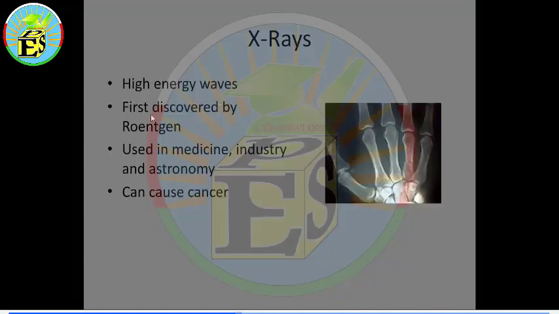X-rays are high energy waves, first discovered by Röntgen, used in medicine, industry, and astronomy. They can cause cancer. We use them in the medical field because they can penetrate our body easily, and we can see things inside our body like the skeleton and see infection inside our body.